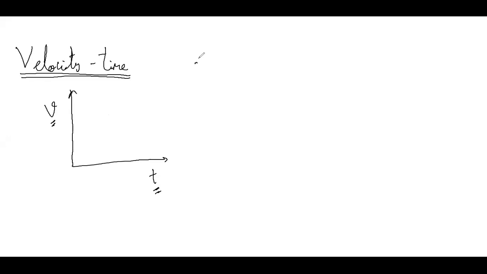Suppose I take a simple case. Case 1: the body is at rest. So if the body is at rest, how will the curve look? It will be on the x-axis, not parallel to it, but on the x-axis. This is case 1. The body is at rest, so velocity is 0.